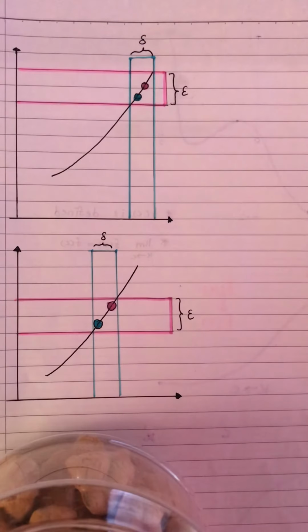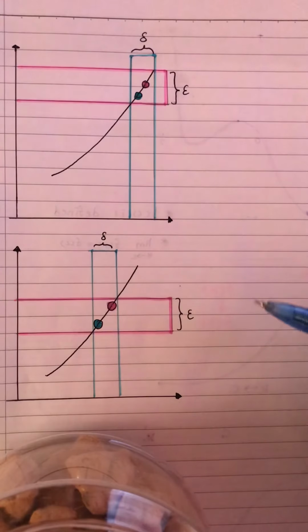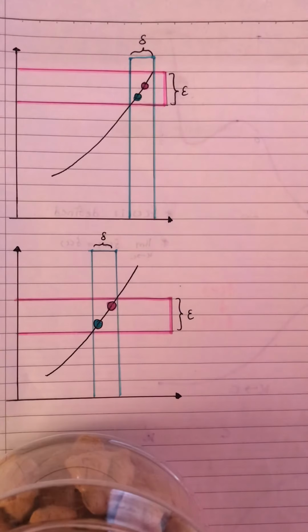For example, the definition for continuity: a function f: A → R is continuous at a point c ∈ A if for all ε > 0 there exists a δ > 0 such that whenever |x − c| < δ and x ∈ A, it follows that |f(x) − f(c)| < ε.